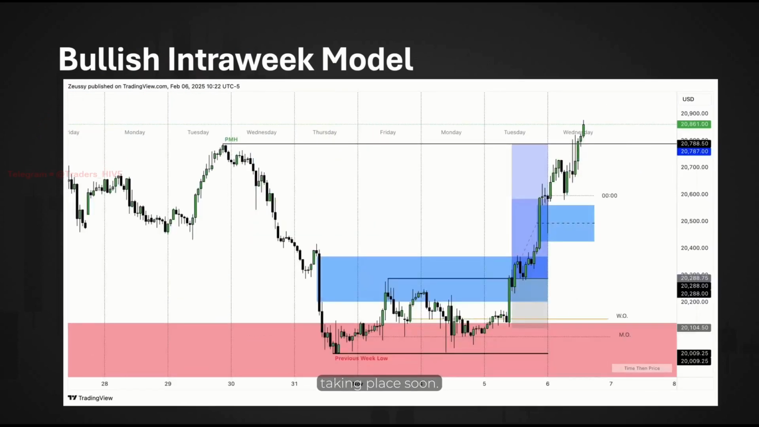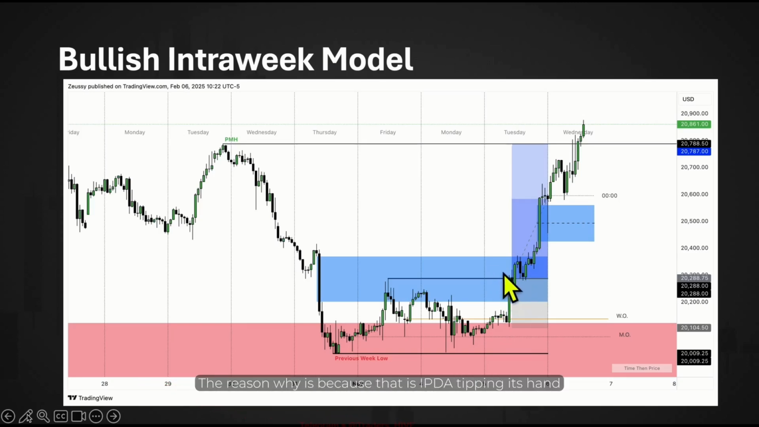When we go back to this chart then, what you can see is that I've annotated the high which formed inside of that CB. Notice that the market repriced above that high right here, and that by itself is already the first entry opportunity. The reason why is because that is IPDA tipping its hand to you, that's in fact in the buy program, after the SMT. That's very important to note.